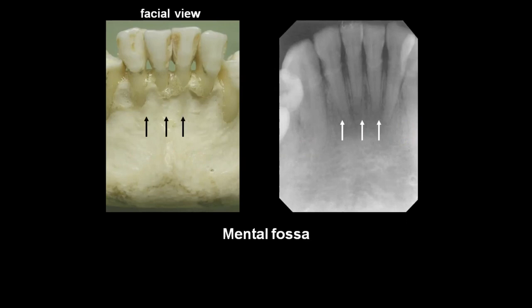And then you have your mental fossa, which is located near the apical portion of your mandibular incisors, where there is a radiolucent structure. Sometimes you can see fine trabeculations, sparsely placed trabeculae, located within the radiolucent mass over here.